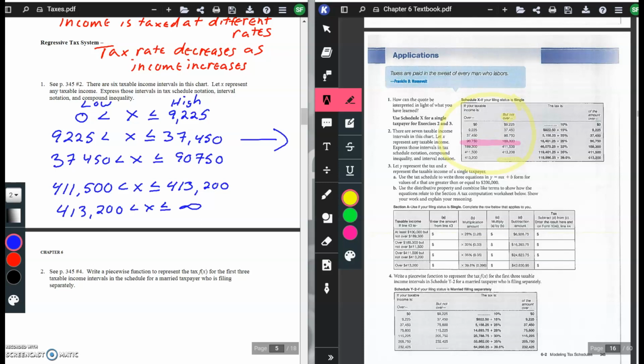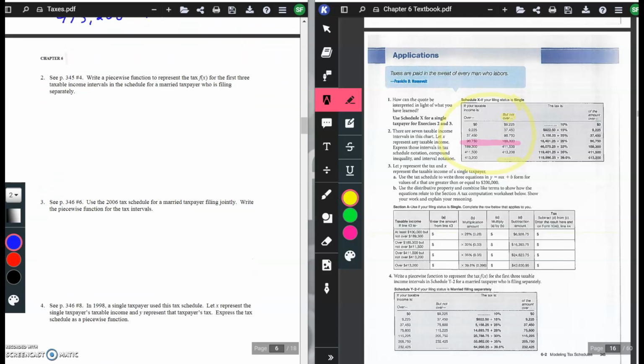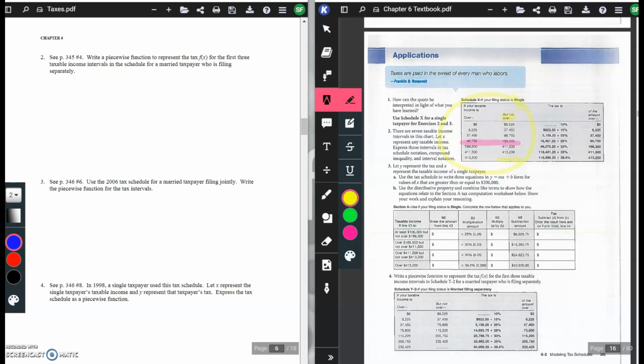Okay. Number 2. See page 345, number 4. Write a piecewise function to represent the tax for the first 3 taxable income intervals in the schedule for a married taxpayer who is filing separately. So for this one, we are going to look at, again, the table off to the right. We are looking at the first 3 taxable incomes.